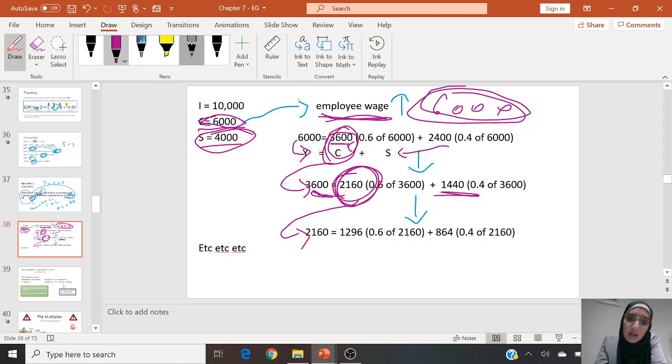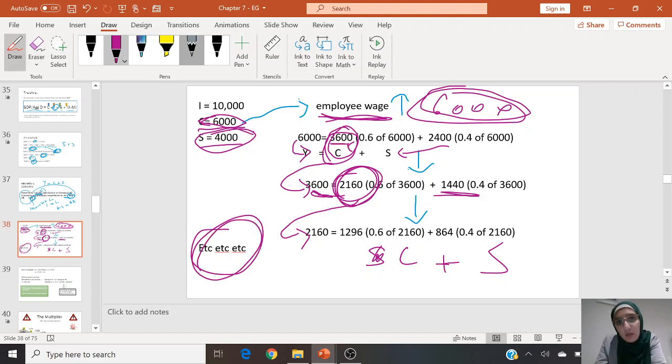That in turn again gets divided into C plus S, consumption and savings. Now this can go on and on, and this really is the multiplier, because just an increase in investment of 10,000 can lead to a lot of consumption, and a lot of increased salary for a lot of employees.